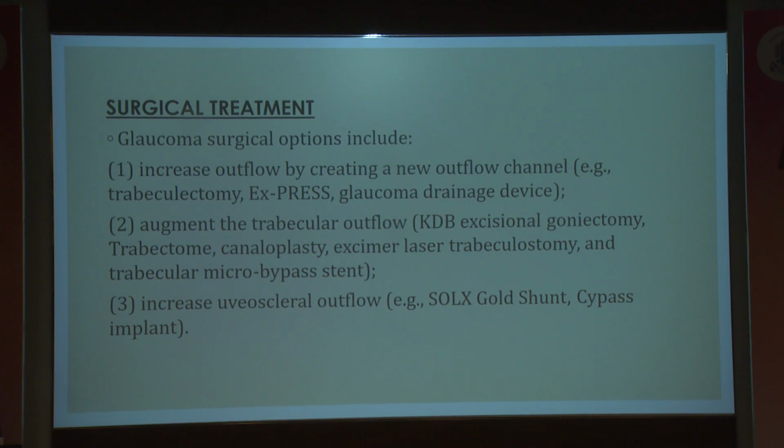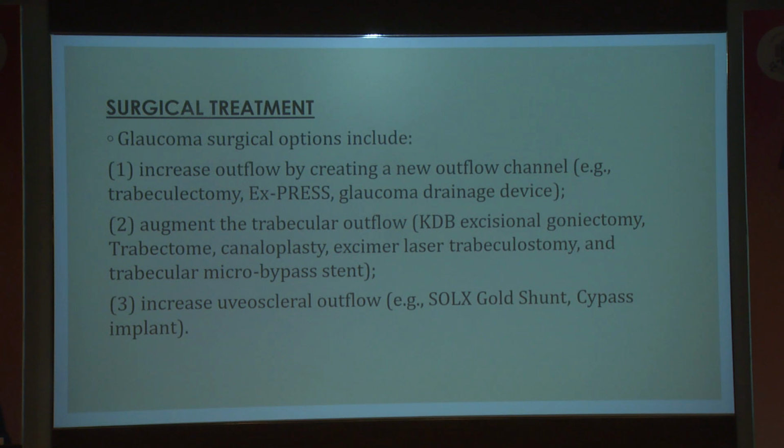Now I'll just go briefly onto surgical treatment. There are multiple surgical options which target different areas of the eye. So the standard outflow techniques are increasing the outflow via a new channel, that is a trabeculectomy, the Ex-PRESS shunt, or using a glaucoma drainage device. We can also augment the trabecular flow using newer techniques like the Kahook Dual Blade excisional goniotomy, trabectome, canaloplasty, or an excimer laser trabeculostomy, or the iStent, the trabecular micro-bypass stent.